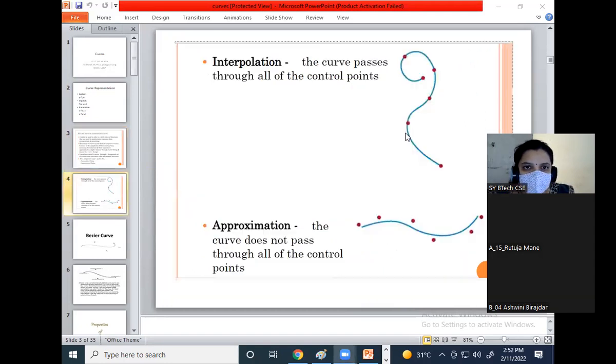So an example is given in the next slide. So you can see the interpolation. Interpolation means the curve which is passing through all the control points. So these are control points which control the shape of the curve. So the first example is one in which the curve is passing exactly through all the control points. And in the approximation, the curve does not actually pass through all the points, but the control points have an impact on that curve. Control points have an impact on the shape of the curve. So control points decide the shape, but the curve does not actually pass through all the points. So that is nothing but the two methods. In many of the cases, we go with the approximation only.